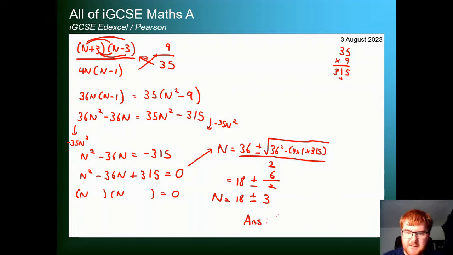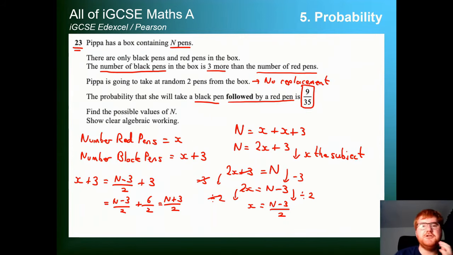18 plus 3 is going to be equal to 21. 18 minus 3 is equal to 15. And those are answers, and both are realistic. If we go back to the question, you could have 21 pens or 15 pens. Both would make sense in context.